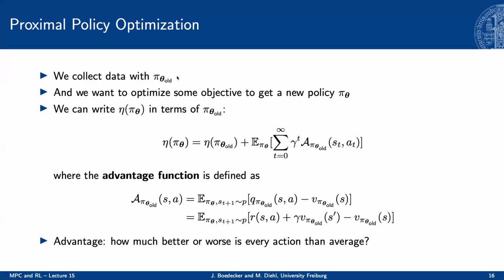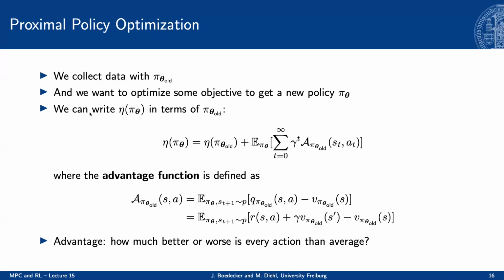And the idea is as follows. We collect our data with a parameterized policy, pi with parameters theta old. That's what we would call them right now. So these are the parameters before we do an optimization step, basically. However, we want to optimize our objective and improve our policy, of course, right? So we want to update our parameters so that we get to a better policy, hopefully.